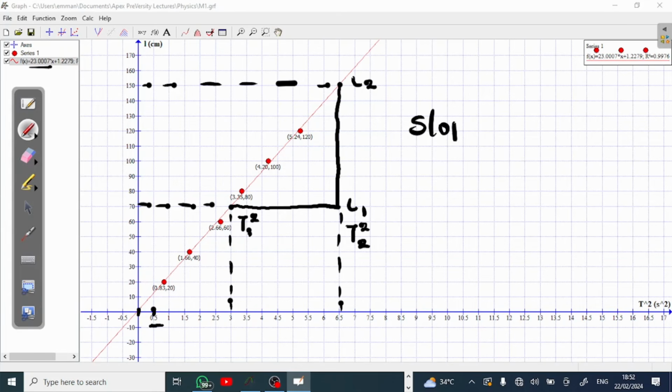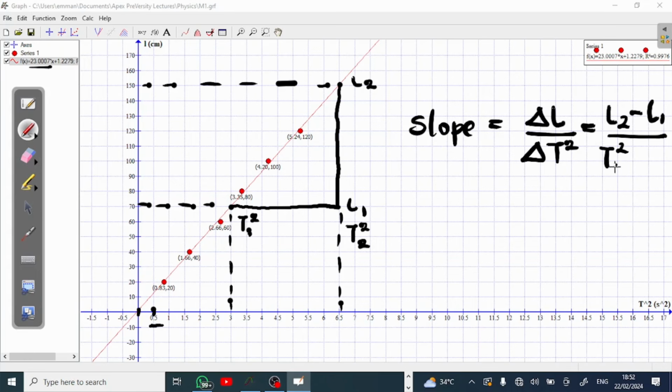Your slope would be equal to the change in L, the change in the parameter of the vertical axis, all over the change in the parameter of the horizontal axis, which is what? T squared. And that will be equal to L2 minus L1 all over t squared 2 minus t squared 1. So I'll have something like this.